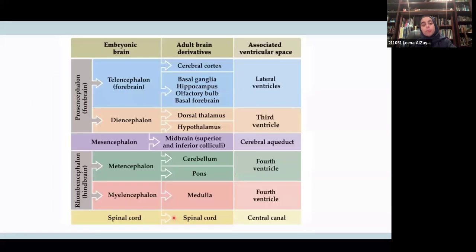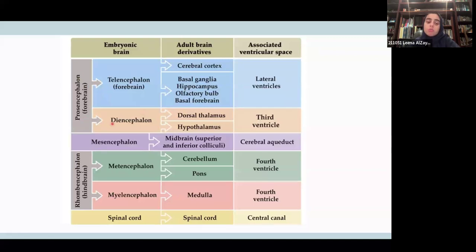Okay, good job. So this is kind of a random insertion I put because they tend to ask about the embryological derivative of anything. So if they ask even about the basal ganglia, they'll be like, where does it come from? So this is a brief reminder.